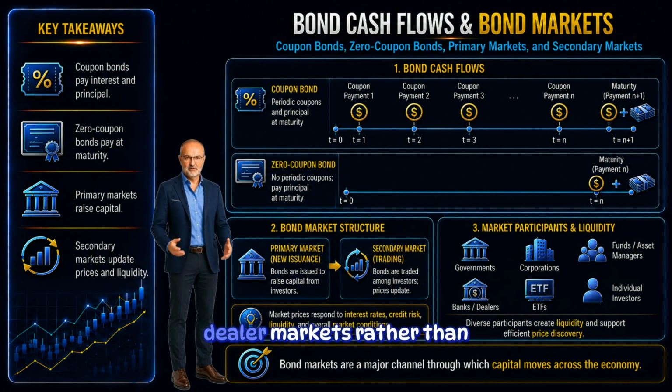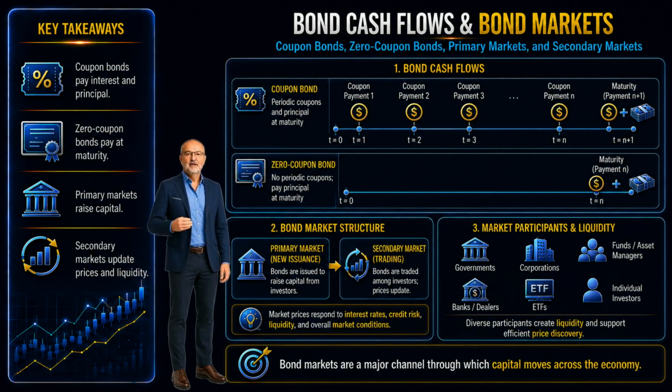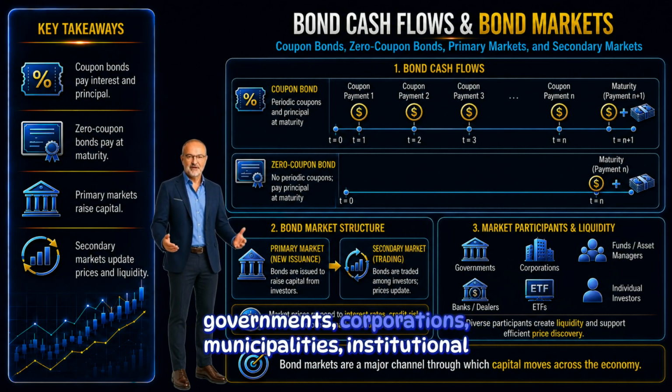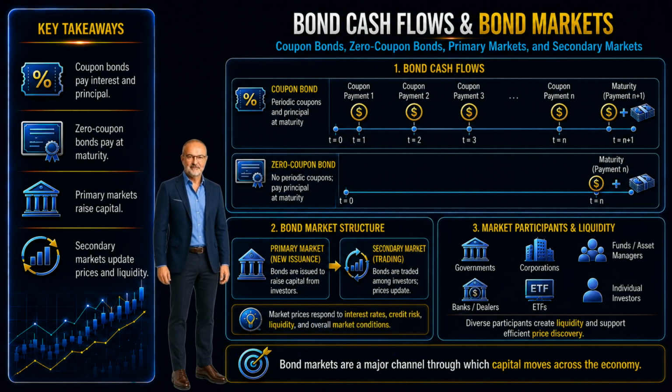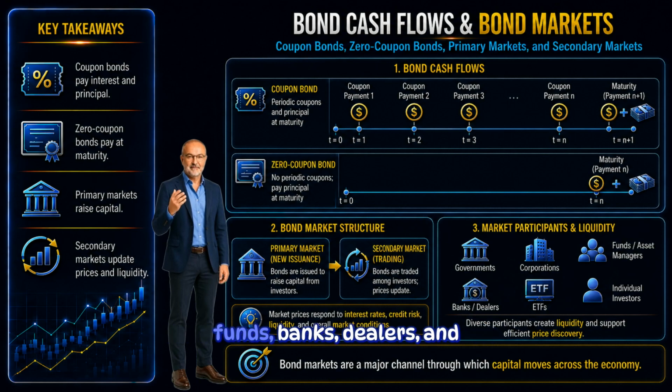Many bonds trade through dealer markets rather than centralized exchanges. That means liquidity and price transparency can vary across bond issues. Large, frequently traded government securities are usually more liquid than smaller or more specialized bonds. Bond market participants include governments, corporations, municipalities, institutional investors, mutual funds, exchange-traded funds, insurance companies, pension funds, banks, dealers, and individual investors. So bond markets aren't a side topic in finance. They are a major channel through which capital moves across the economy.